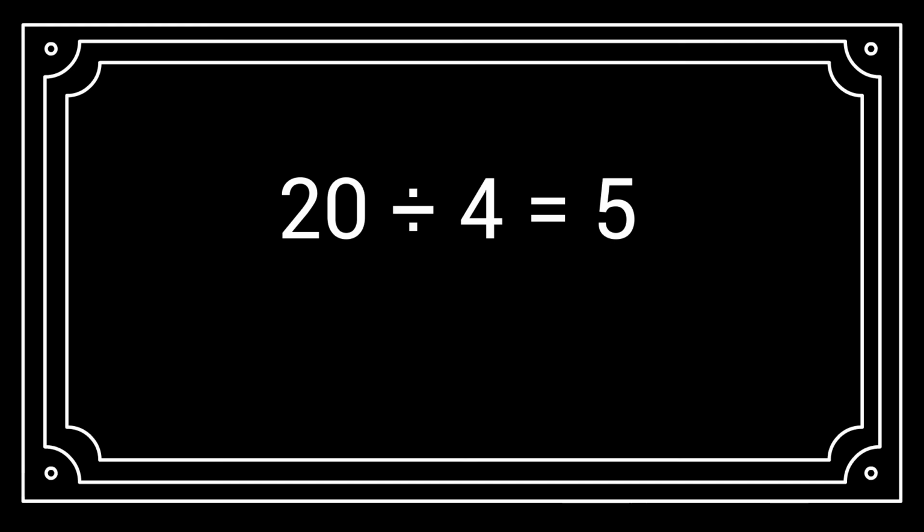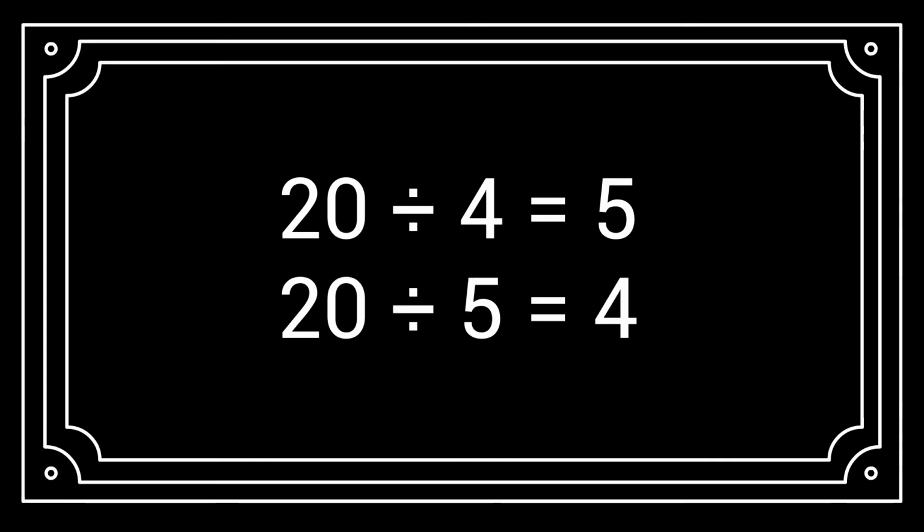Do you remember when we had 20 gumdrops and we divided them between 4 groups? So each group got 5. That's when we got the equation 20 divided by 4 equals 5. Then we took the 20 gumdrops and divided them into groups of 5. And we had enough for 4 groups. So we have the equation of 20 divided by 5 equals 4.